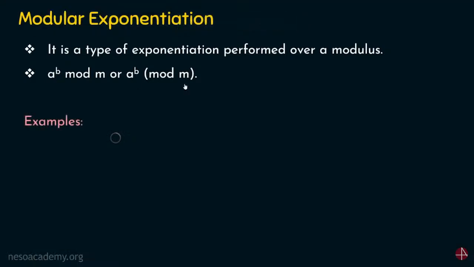Let's see some examples. The examples include number 1, it's 2 power 33 mod 30. Let's see one more example. It is 3 power 100 mod 29. Let's first start with example number 1. The question is, solve 23 power 3 mod 30.